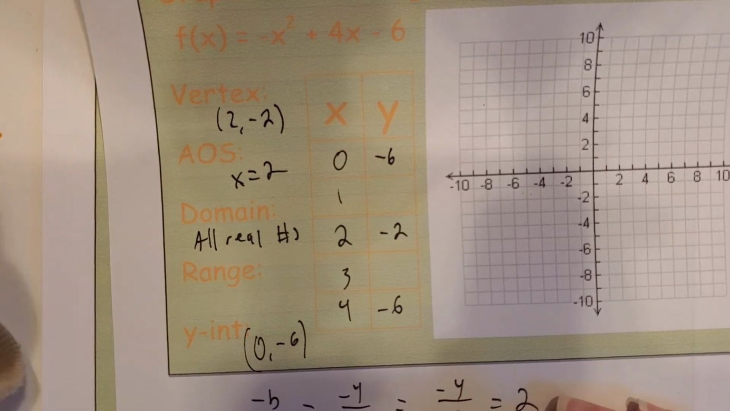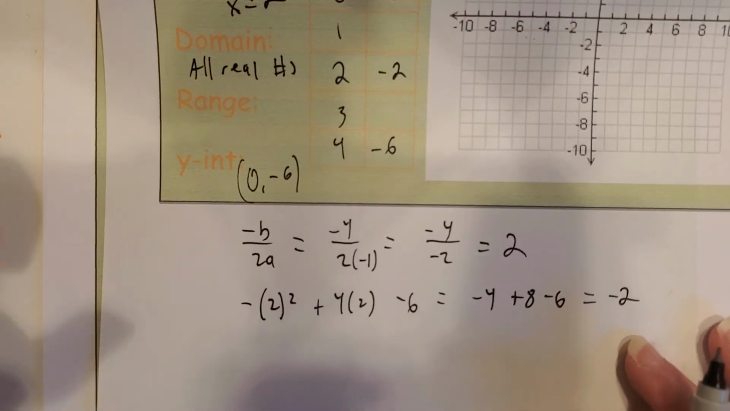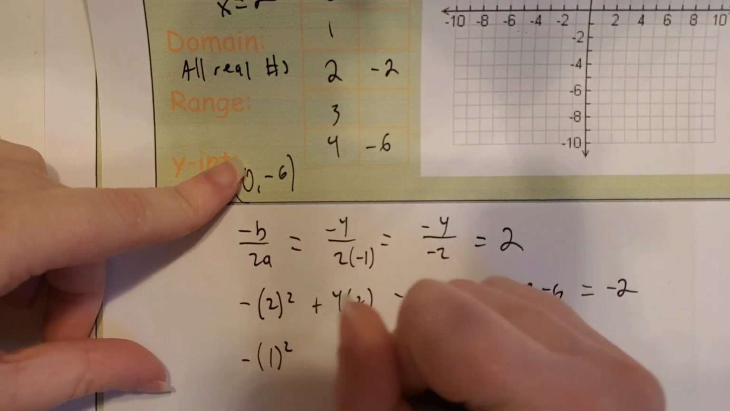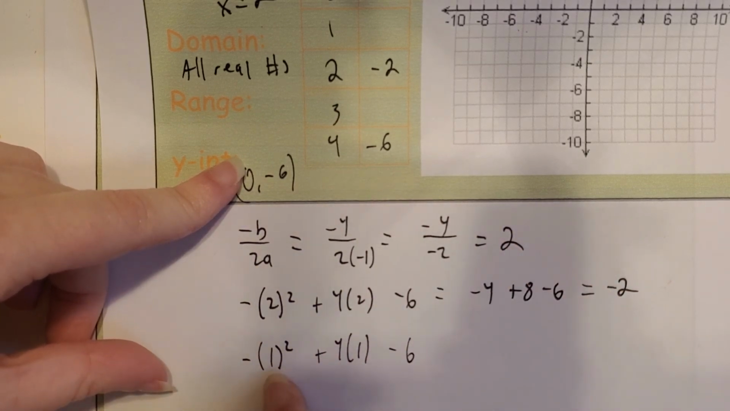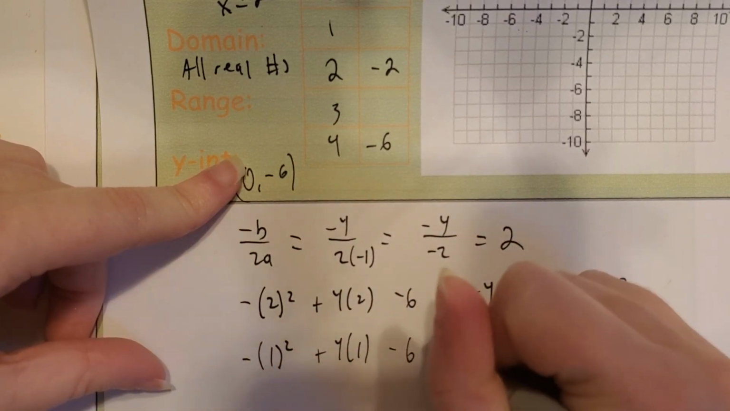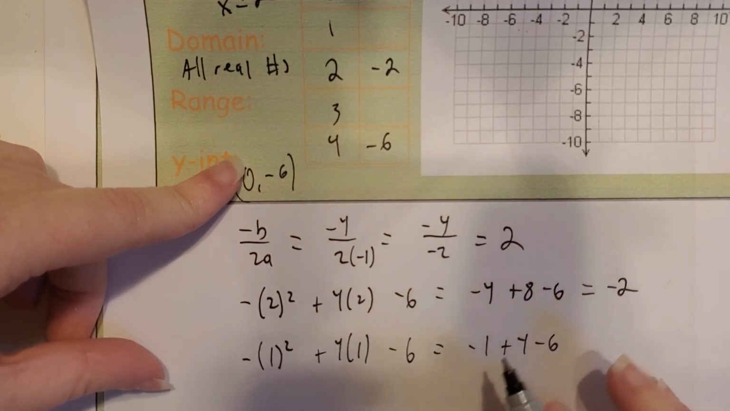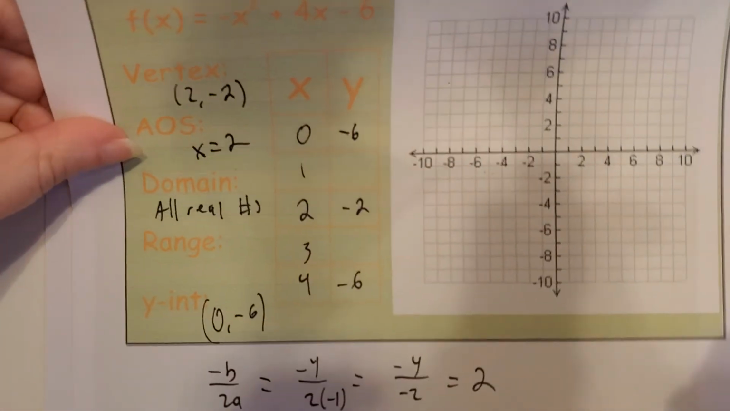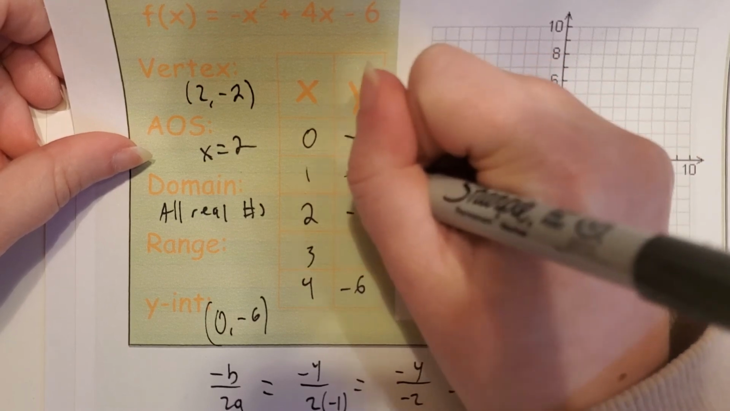1 or 3, we're going to have to do a little bit of work for. If you are plugging this into your calculator, please be careful with your parentheses. -1 squared plus 4 times 1 minus 6. So you're squaring the 1 first and then making it negative. This is -1 plus 4 minus 6. -1 plus 4 is 3, minus 6 is -3. So both the 1 and the 3 are going to have a y value of -3.